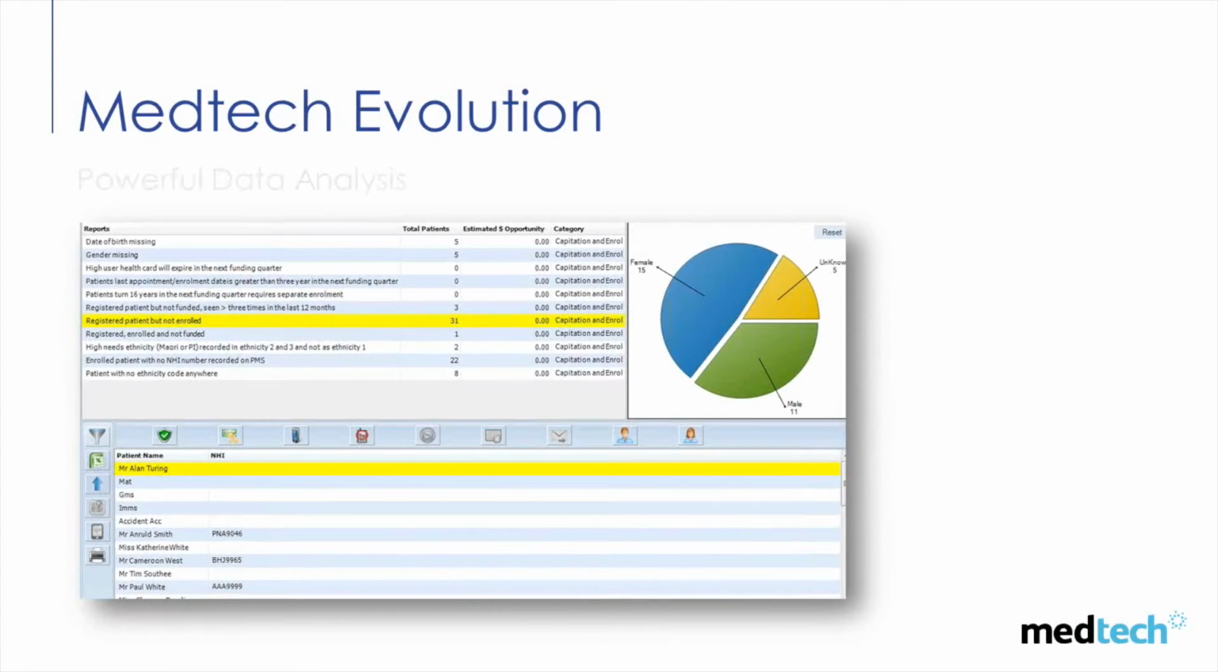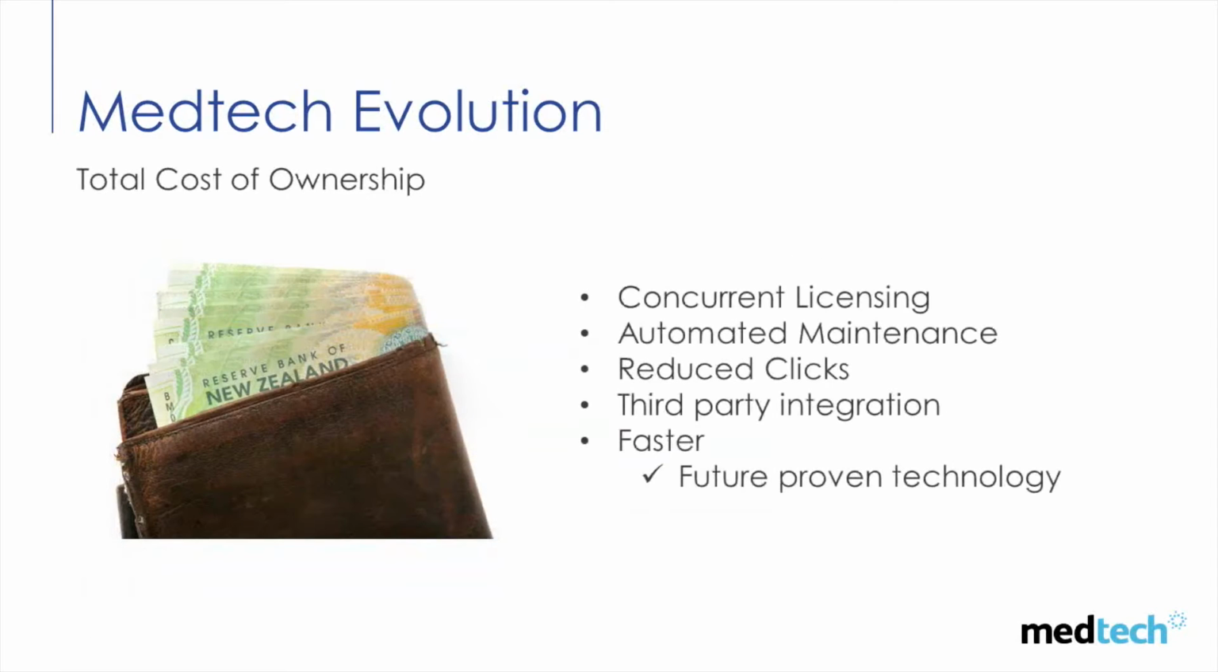One of the other benefits is our powerful data analysis tool, and we've included this as part of Evolution. If you're a Medtech 32 user, you might remember, or you might be using CAT. So this is like CAT on steroids, and it delivers clinical insights in near real time, and it has some enhanced business reporting functionality.